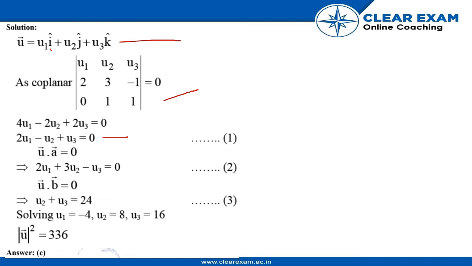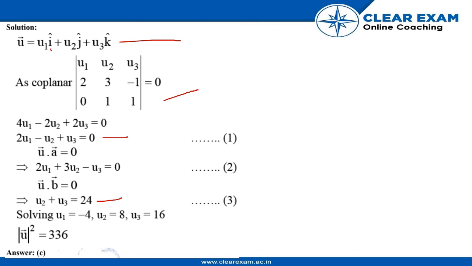Now u dot A equals 0, which is the formula. Then we will have 2u1 plus 3u2 minus 3u3 equals 0. U dot B is 24, so u2 plus u3 equals 24. So solving, we will have u1 equals minus 4, u2 equals 8, u3 equals 16.